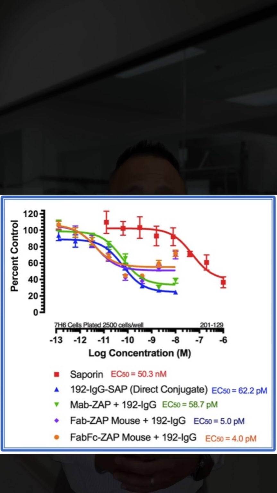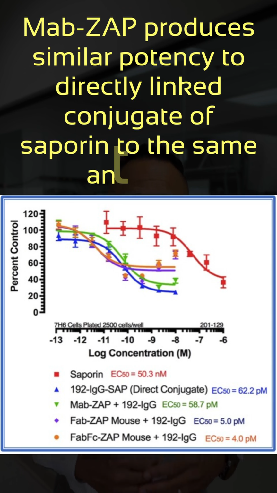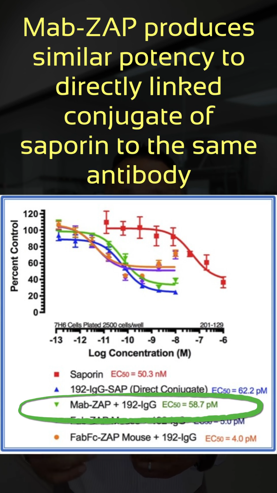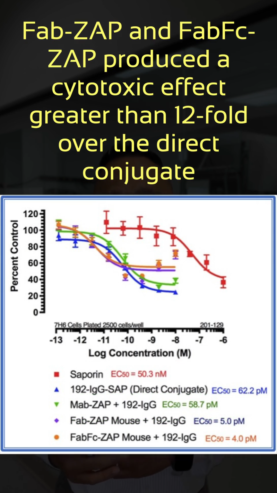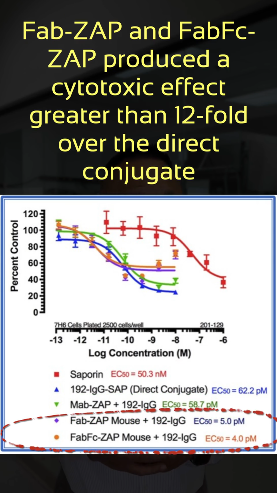Now, MabZap, which is our bivalent secondary antibody that recognizes whole IgG and reacted with a primary antibody, produced a similar potency to the directly linked conjugate of saporin to the same antibody. More interestingly, in this example, FabZap and FabFcZap, which both use a monovalent secondary antibody, also reacted with the primary antibody, produced a cytotoxic effect greater than 12-fold over the direct conjugate.